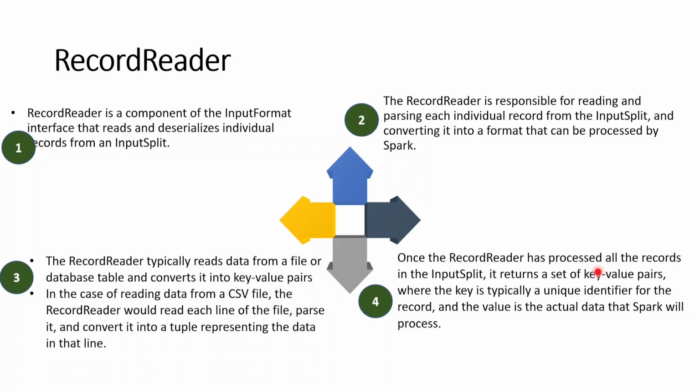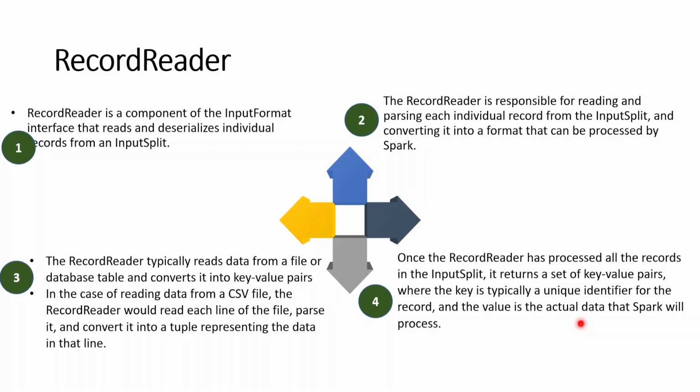Once the record reader has processed all the records in the input split, it returns a set of key value pairs where the key is typically a unique identifier for the record, and the value is the actual data that Spark will process. I hope you understood. These are the major components involved in creating partitions. This is how partitions get created internally within the Spark environment.